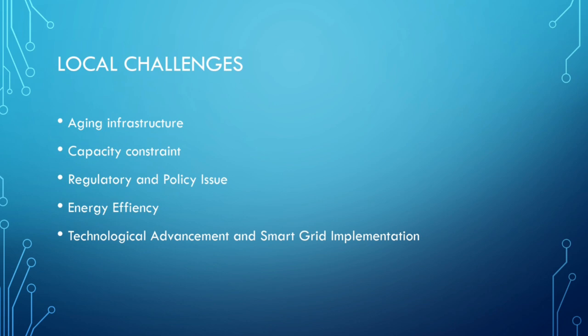Number 3, regulatory and policy issues. The challenge is that the power sector in Malaysia is regulated by multiple bodies, and navigating this complex regulatory environment can be challenging for stakeholders. For example, delays in renewable energy project approval due to regulatory bottlenecks.